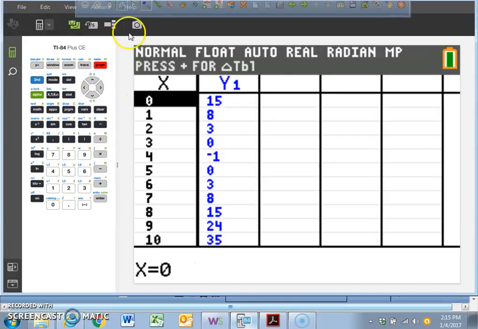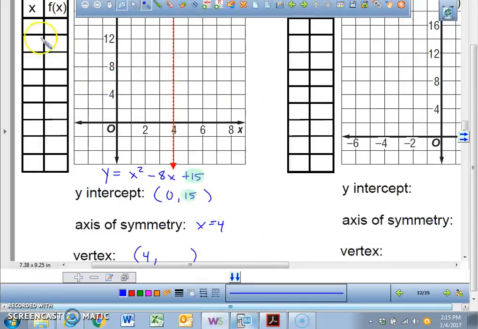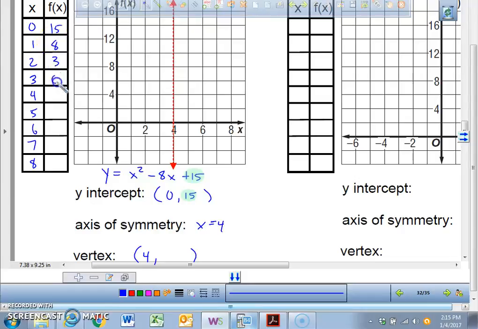All right. What we're going to do is we're going to fill in the table from 0 all the way to 8. So right now, I'm going to fill in 0, 1, 2, 3, 4, 5, 6, 7, and 8. And these are the corresponding y values for that. 0, 3, 8, and 15.